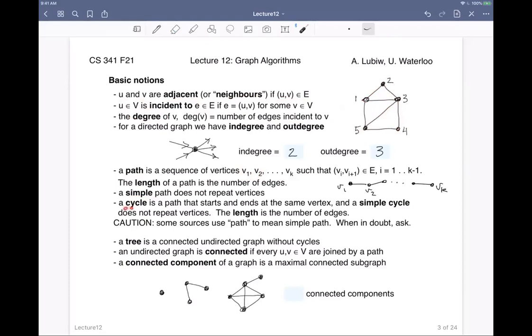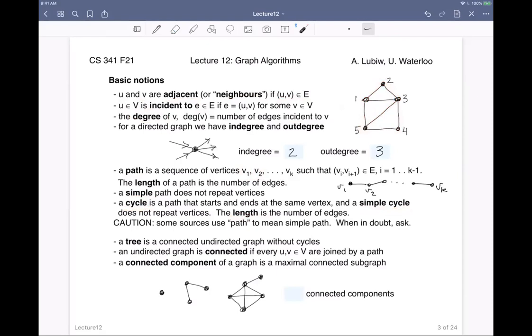Next up, what is a cycle? A cycle is a path that starts and ends at the same vertex. So for example, going from 5, this would be a cycle. I end up back at the same vertex 5. And then we say that a cycle is simple if it doesn't repeat vertices, except that I start and end at the same vertex, right? The length of a cycle is the number of edges. That's completely consistent with the way we count the length of a path.